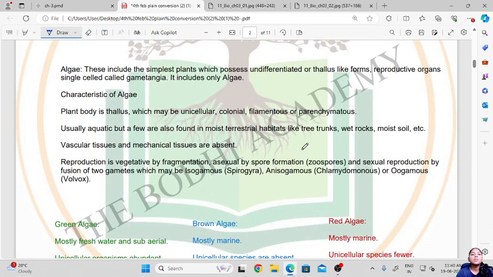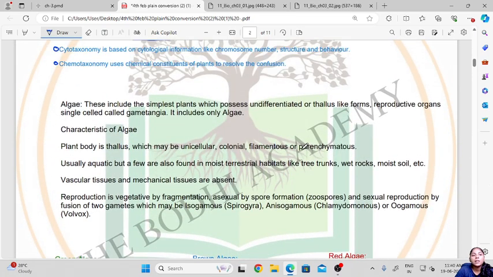Let us move to the first division, that is algae. So algae will include the simplest plants which possess undifferentiated thallus-like forms. So the body of the organism is not well differentiated. It is just like a thallus. It has reproductive organs which are single celled, called gametangia.